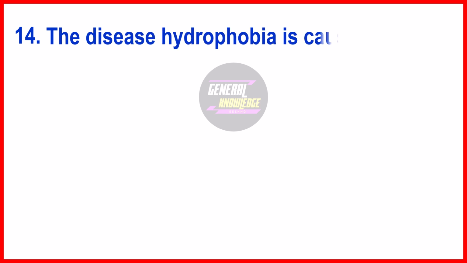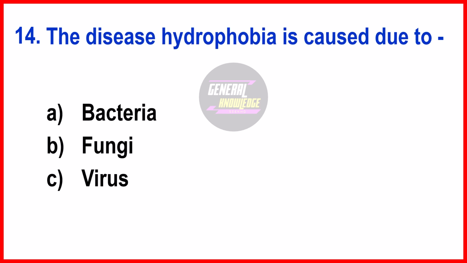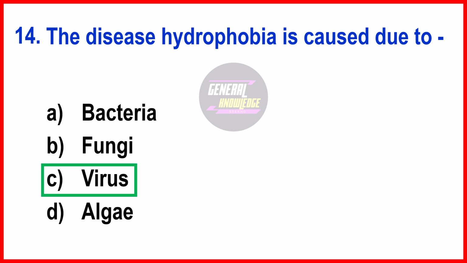The disease hydrophobia is caused due to, the right answer is option C, virus. Hydrophobia or the fear of water is a symptom of rabies, a viral disease that affects the central nervous system. It's caused by the rabies virus, which leads to painful spasms in the throat when a person tries to swallow, especially when exposed to water. This symptom is a late stage manifestation of rabies and is not an independent condition.